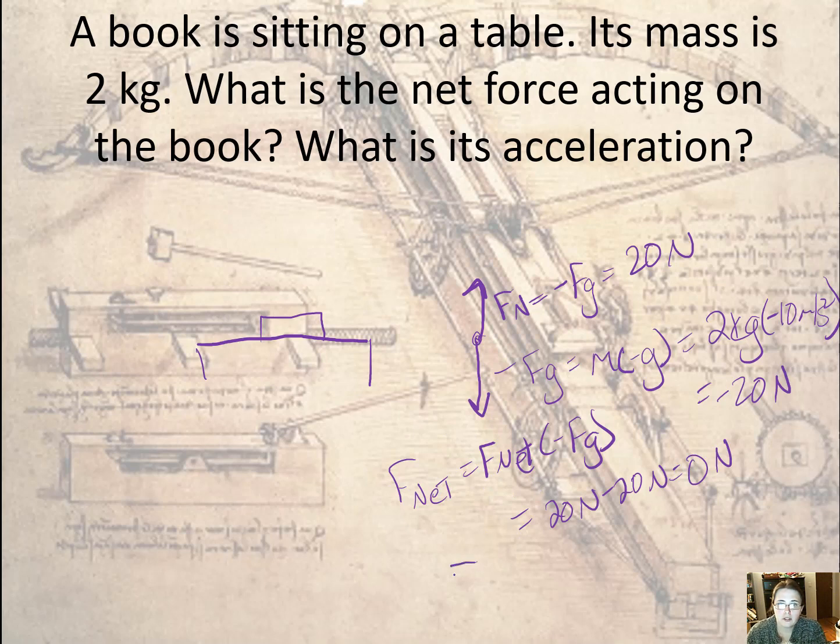So then we can use the equation F net is equal to mass times acceleration, or acceleration is equal to F net divided by mass, and we have 0 newtons divided by 2 kilograms is equal to 0 meters per second squared. If it is in equilibrium, there is no acceleration.